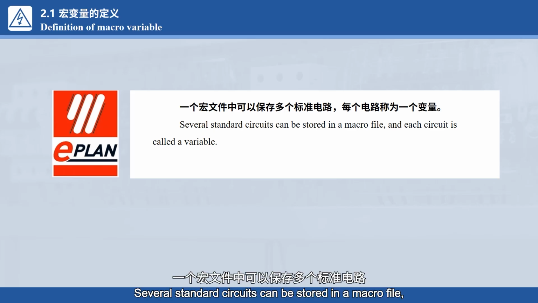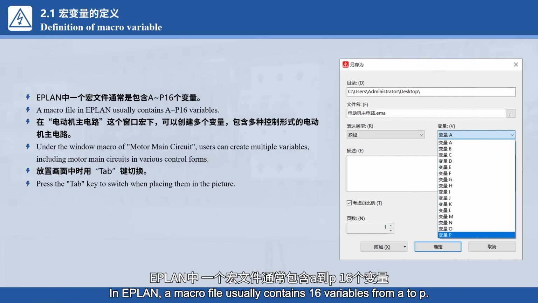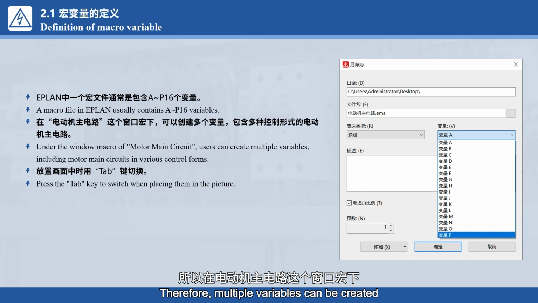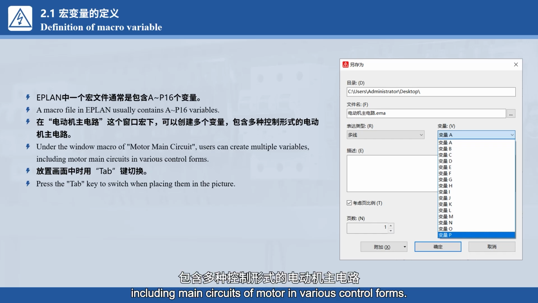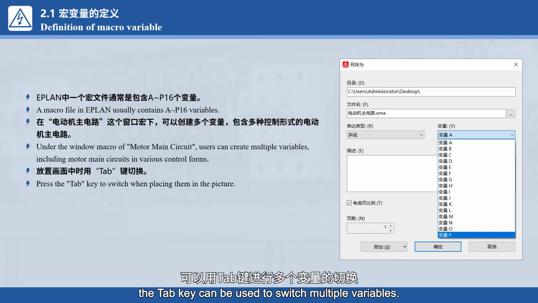Several standard circuits can be stored in a macro file, and each circuit is called a variable. In E-Plan, a macro file usually contains 16 variables from A to P. Therefore, multiple variables can be created under the window macro of main circuit of motor, including main circuits of motor in various control forms. When placing these circuits, the Tab key can be used to switch multiple variables.